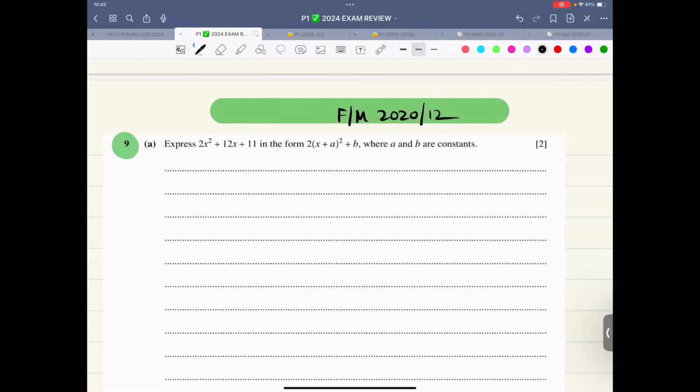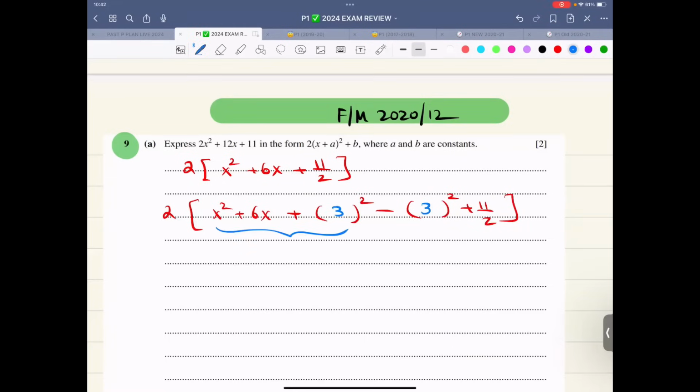Now the first thing, that is express this thing. So now we will write 2 common, x squared plus 6x plus 11 over 2. That is a necessity. Now 2 outside, x squared plus 6x plus bracket square minus bracket square plus 11 over 2. What goes inside the bracket? Half the coefficient of x. Rewrite the first 3 terms as a perfect square. This is -9 plus 11 over 2. Don't forget, there is a 2 waiting on the outside.